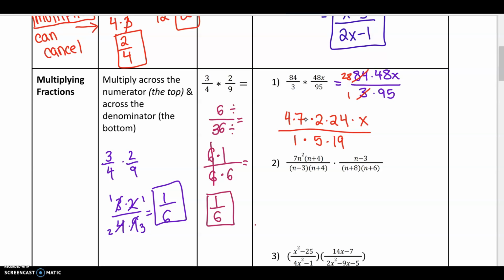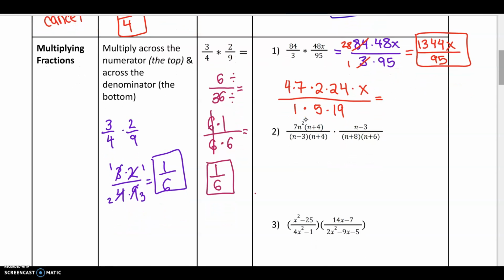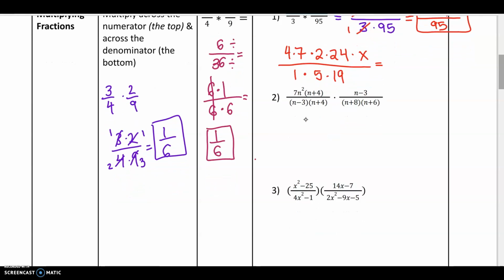So unfortunately, there are no factors in common, which means this was actually as simplified as it could get. You'll just have to multiply across the numerator and denominator here. Even though they're big numbers, well, honestly, I'm going to use my calculator right now. So in the numerator, you are going to end with 1,344x. In the denominator, you have 1 times 95 is 95. And that's it. That's literally all you can do. And it's okay if you get big numbers or weird answers or whatever. Just be confident in your process. Okay, so mostly multiplying fractions, just multiply across the top and bottom and simplify anywhere you can.